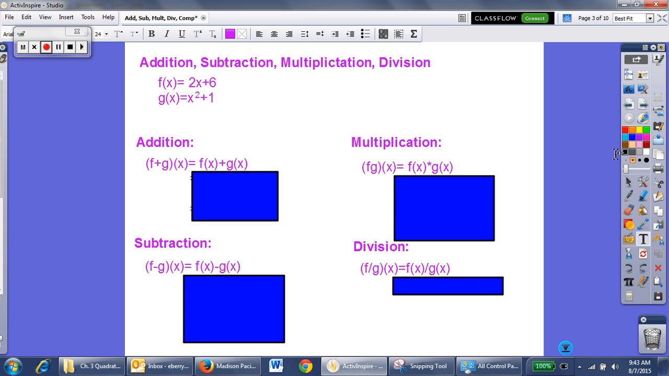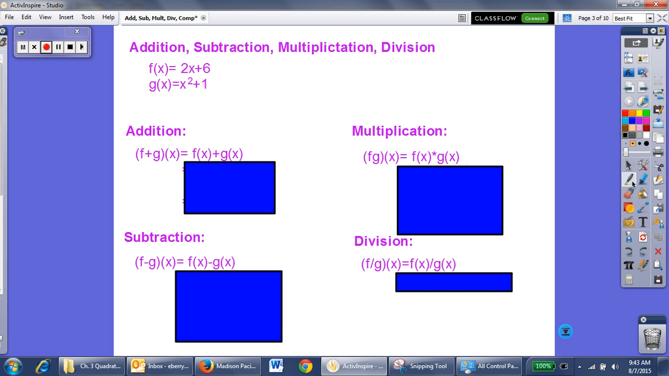Okay, so here are the two functions written at the top. So this is f of x equals 2x plus 6, and g of x equals x squared plus 1. So first, we'll go over addition. So we'll write f plus g of x. We need to rewrite it as the separate function, so we know to write it separately, f of x plus g of x. So since f of x is 2x plus 6, we can substitute that for f of x. So we can write it like this. And g of x is x squared plus 1, so we just write that next to it.